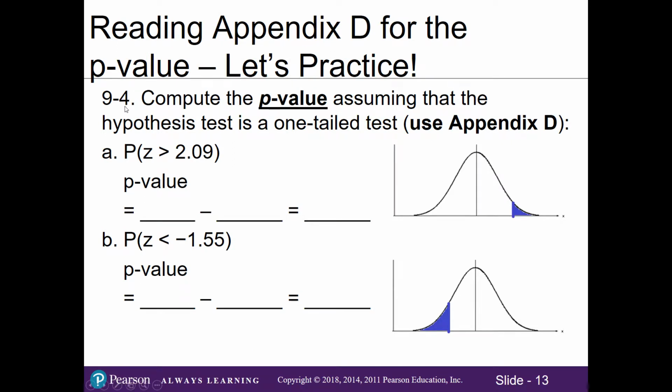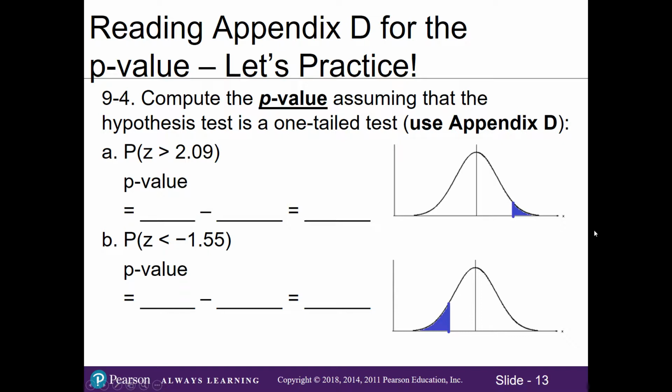So we'll use problem 4 in the textbook. Compute the p-value, assuming that the hypothesis test is a one-tailed test. So you can see we've got a one-tailed test in the upper tail and a one-tailed test in the lower tail that we're going to be practicing. And you're going to use Appendix D. Essentially, our p-value is the area of our rejection zone. So before, with the critical value approach, you were just trying to find the cutoff point, this line right here. But now with the p-value approach, you're trying to find the area of the rejection zone.